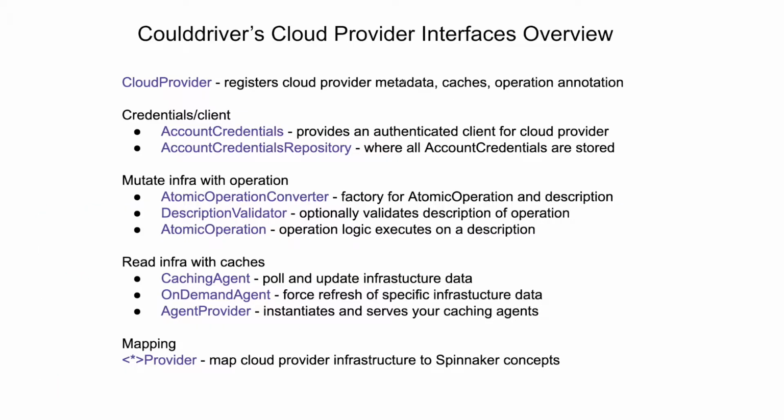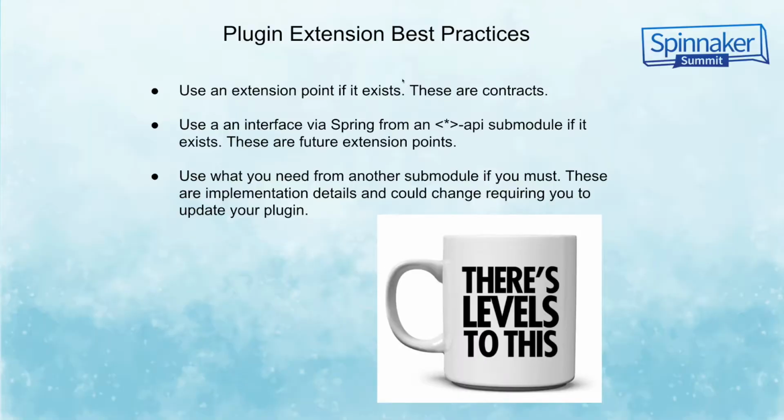So here's an overview of Clouddriver's cloud provider related interfaces that we were just talking about. The entry point to register our new cloud provider is cloud provider. You can see we used account credentials and the account credential repositories to provide an authenticated client. For mutating the infrastructure, we used operations. For reading in the data, we used the caching agents, and we mapped the cloud provider specifics to Spinnaker concepts with the provider interfaces. So it's worth pointing out some best practices at this point.